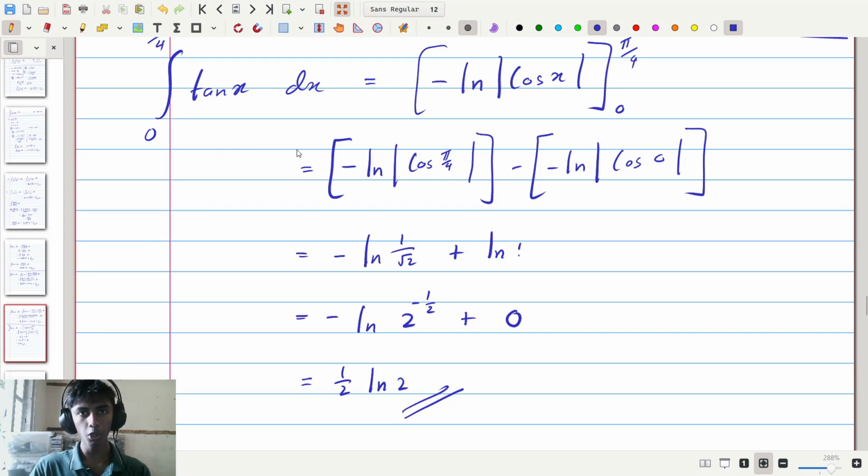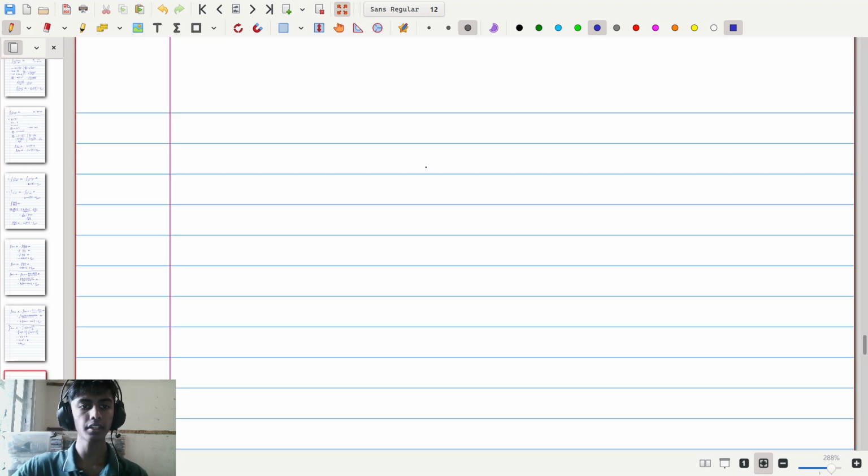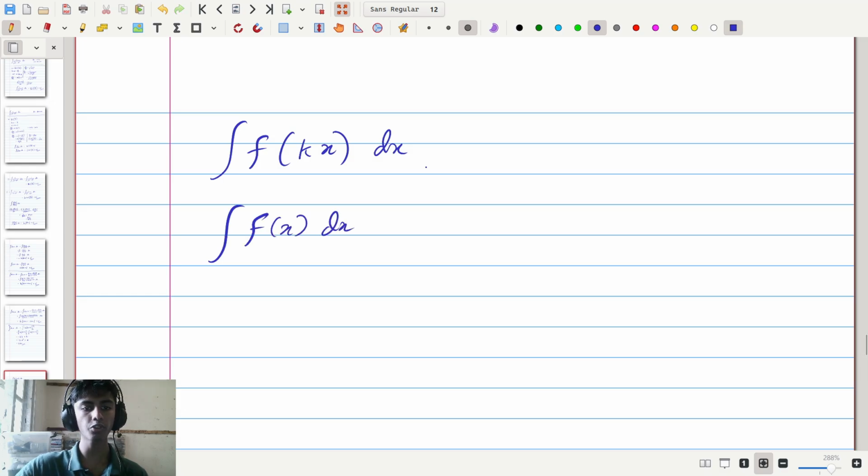Before we continue solving more integrals, we are going to need to prove a special rule that's going to come in handy for the next few integrals. That rule is how to find the integral of f of kx with respect to x, where k is some constant, provided that we know that the integral of f of x on its own with respect to x is equal to capital F of x.